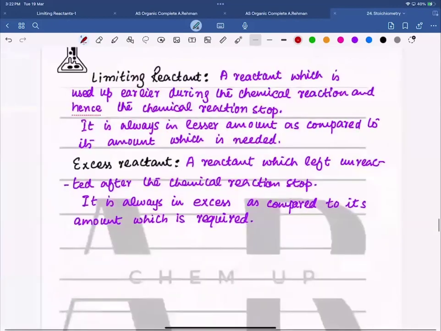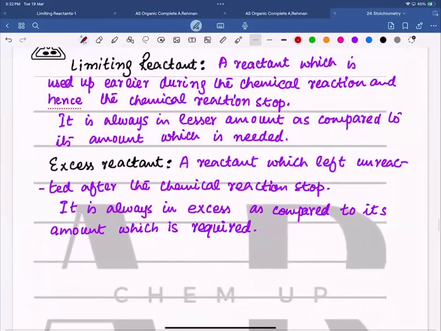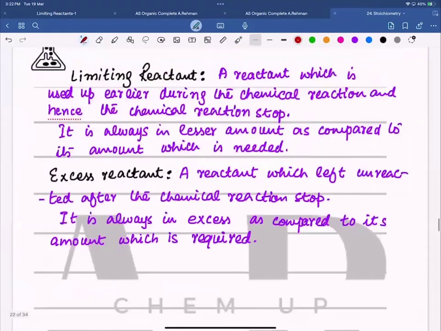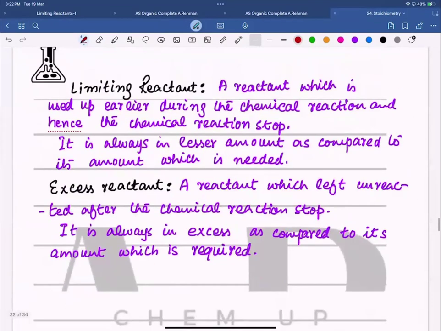Now the next thing is the limiting reactant. So first you need to understand the concept of limiting reactant. Okay, first note these down, then I will explain. The limiting reactant is the one which is actually consumed earlier in the reaction, and as a result the reaction stops. And the excess one is the one of which some amount is left unreacted. Is this clear? Okay, just complete this, then I will explain how.